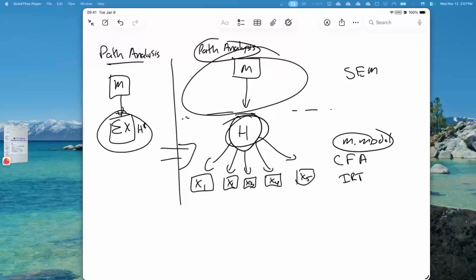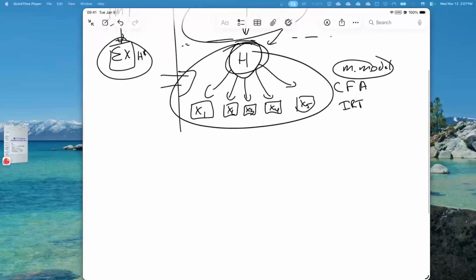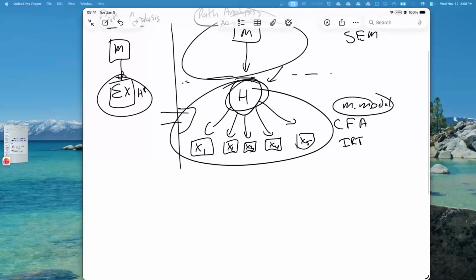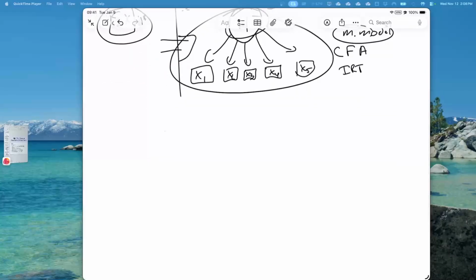Right? Once you define the measurement model and you define H, now it's treated like it would be in any other bit of code. Case in point, if we were writing lavaan code, this first model right here would just look like this: H, tilde, marital status. So that's our first model there.